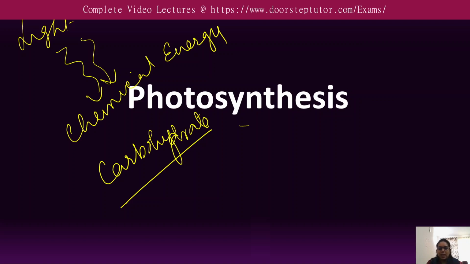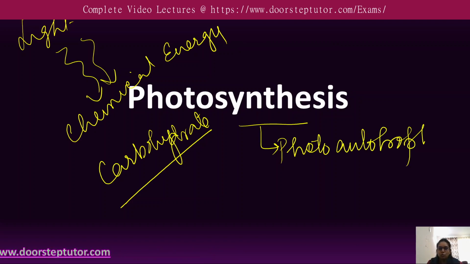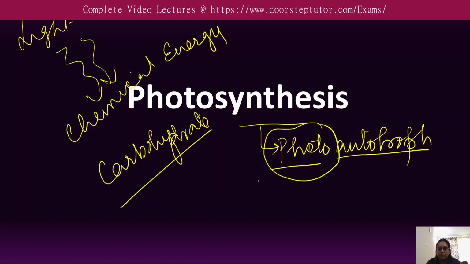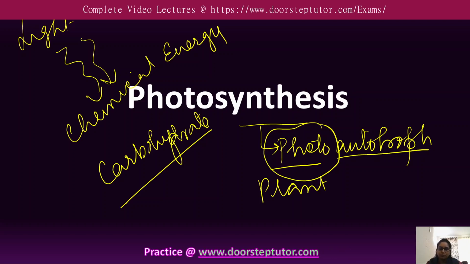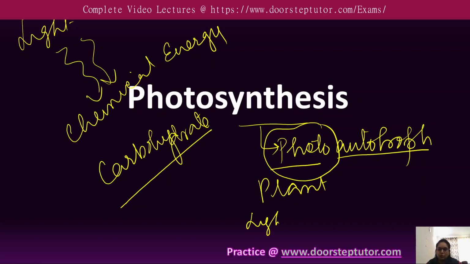And this photosynthesis is actually carried out by organisms termed photoautotrophs, means those organisms which can make their own food with the help of sunlight, which includes plants and many photosynthetic bacteria, and they use light as a source of energy. While heterotrophic organisms depend on others for their food. So there is an interdependency in the heterotrophic mode of nutrition.